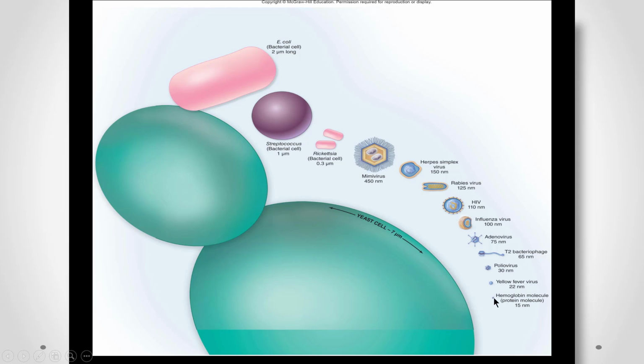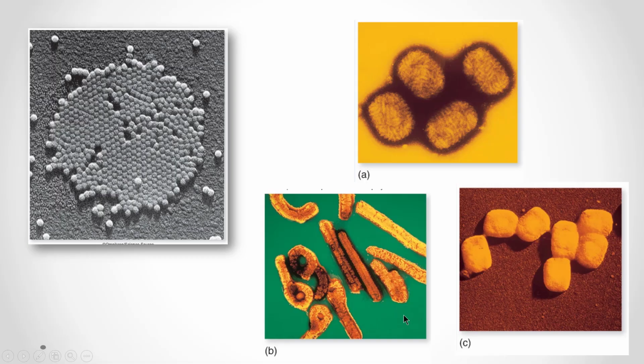And down here, you have a molecule. That's like a macromolecule. Hemoglobin, by the way, is a huge protein. So this is a big protein. Okay, so that kind of gives you the spectrum of size there. I don't make you memorize that for the test, but that just kind of gives you some visuals of what we're talking about. These are real microscope images of viruses.